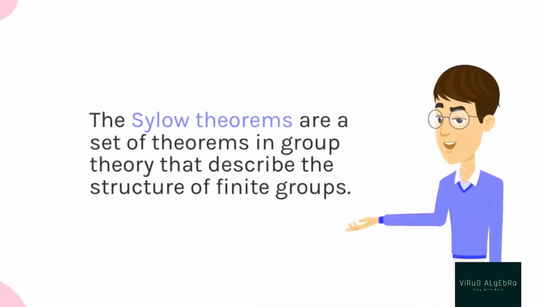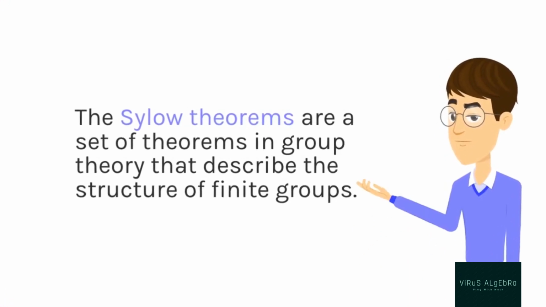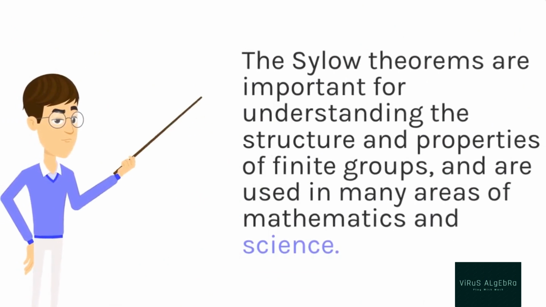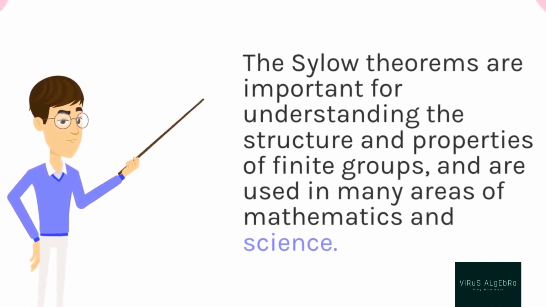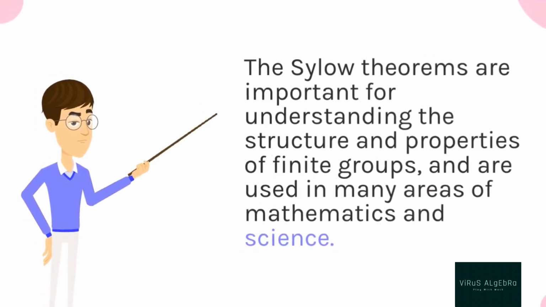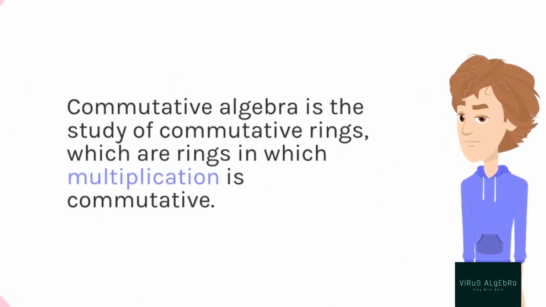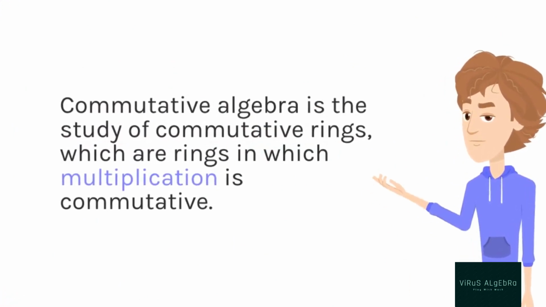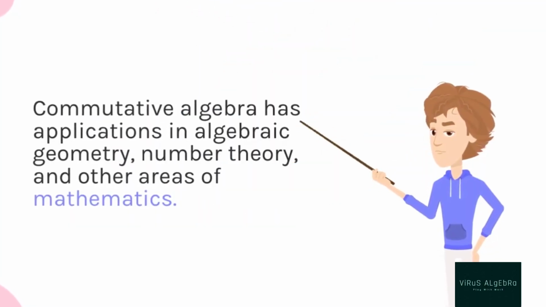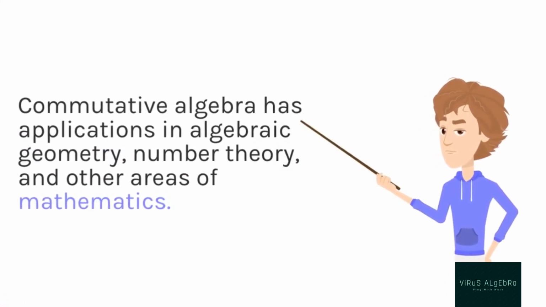The Sylow theorems are a set of theorems in group theory that describe the structure of finite groups. The Sylow theorems are important for understanding the structure and properties of finite groups, and are used in many areas of mathematics and science. Commutative algebra is the study of commutative rings, which are rings in which multiplication is commutative. Commutative algebra has applications in algebraic geometry, number theory, and other areas of mathematics.